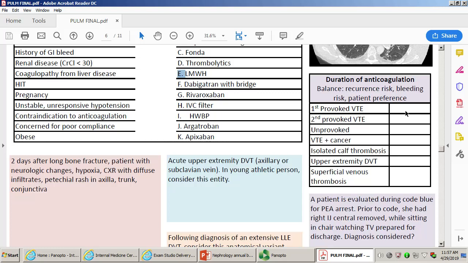What about rivaroxaban? Andexxa, alpha. I don't think we have that here yet. We do have it, probably.